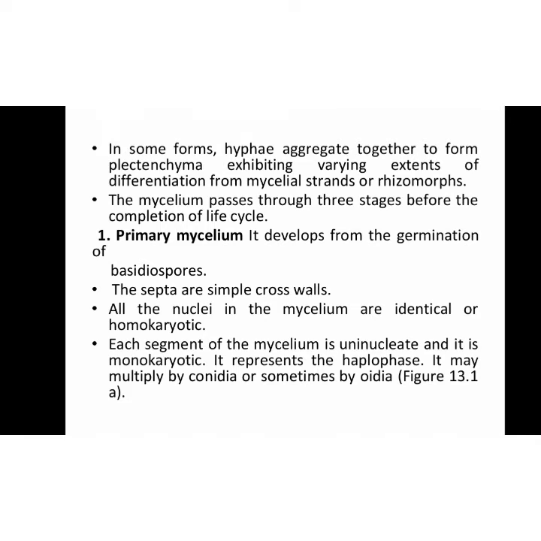The septa are simple cross walls. All the nuclei in the mycelium are identical, or homokaryotic. Each segment of the mycelium is uninucleate and monokaryotic. It represents the haplophase. It may multiply by conidia or sometimes by oidia.